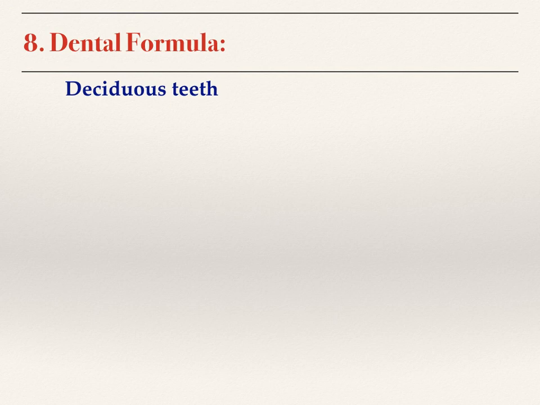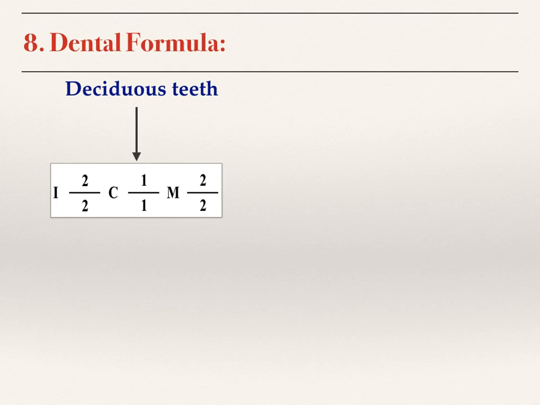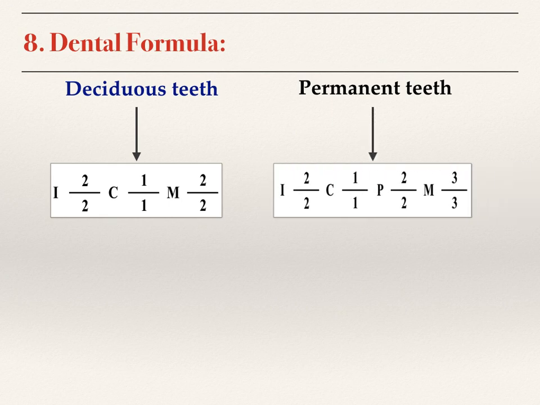Dental formula. This is the dental formula of deciduous teeth: incisors 2 above and 2 below, canine 1 above and 1 below, molars 2 above and 2 below. The permanent dentition is increased by the premolars, 2 above and 2 below, and the molars are 3 above and 3 below.